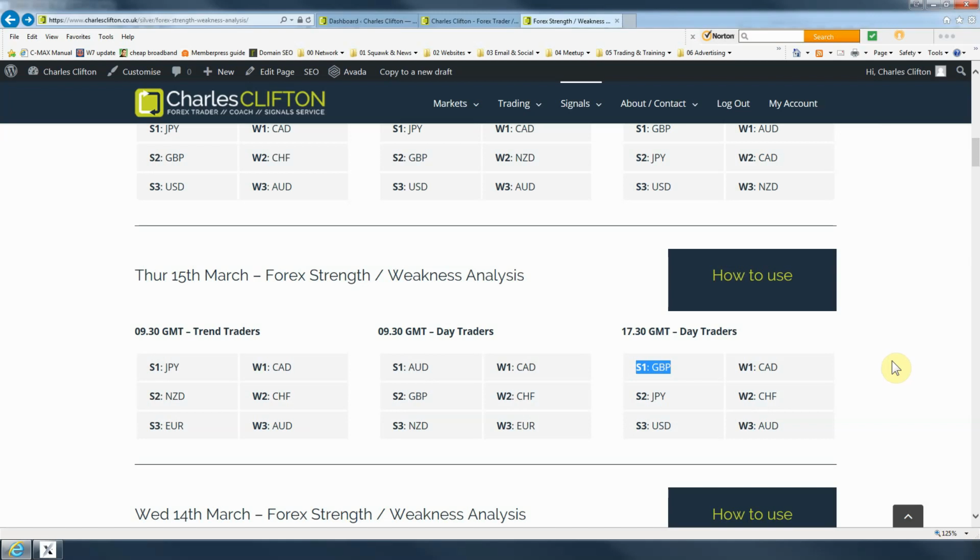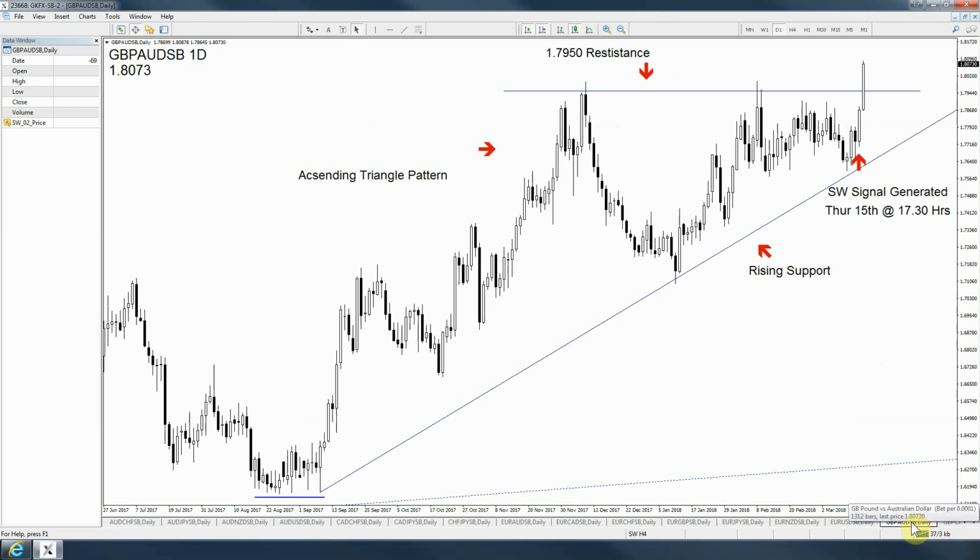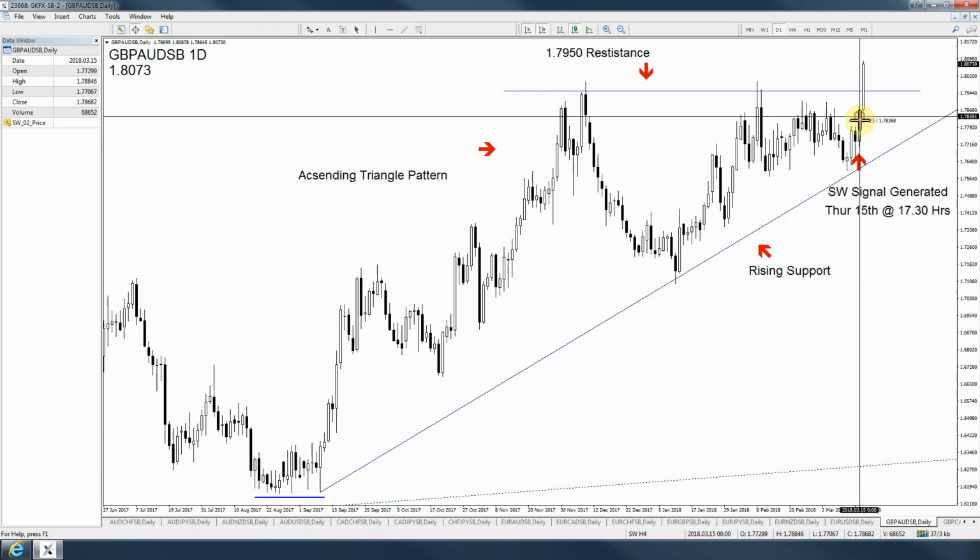Now, it's by getting access to that kind of analysis that you can think to yourself, well, do you know what, I'm going to pull that chart up. I'm going to take a little look at pound Oz. So let's do that. Where are we? There. Now, this is an absolute beauty. We got a strength weakness signal generated on Thursday the 15th of March at 5:30 PM. That is that bar right there.